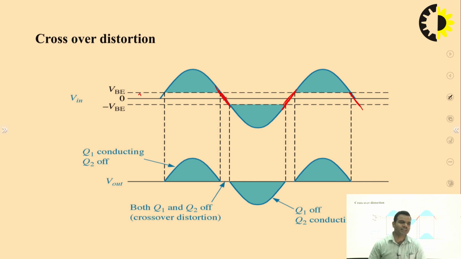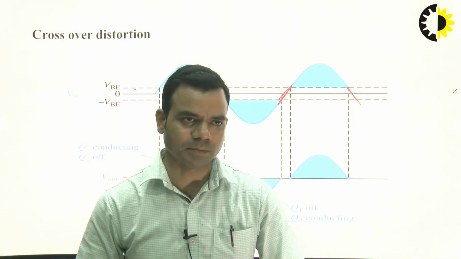However, the efficiency of class AB power amplifier will be less than class B power amplifier. So, the advantage of class AB power amplifier is that it will minimize or eliminate the crossover distortion, but its efficiency will decrease in comparison to class B power amplifier. So, this is what we had to discuss in this lecture. In the next lecture, we will discuss class C power amplifier and class D power amplifier. Thank you.